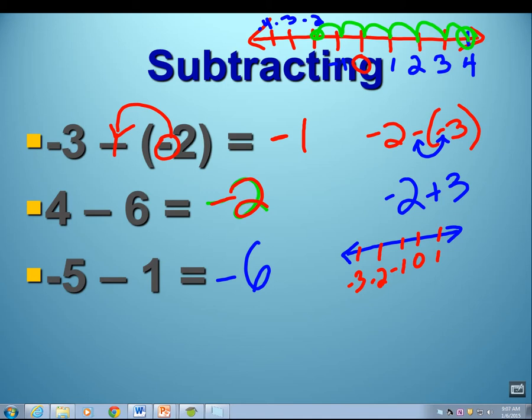So we are at -2. We are adding 1, 2, 3, and we end up at 1. For those of you that might be struggling a little bit or a lot with this, do you see how each question that I've had is like, how did you do that? I drew a number line.